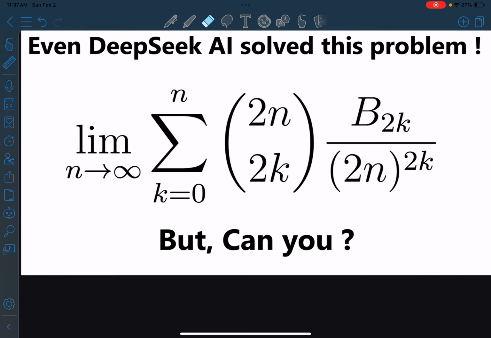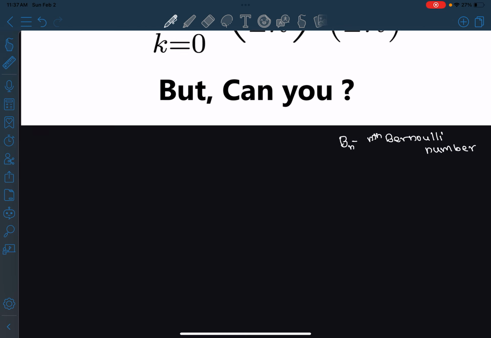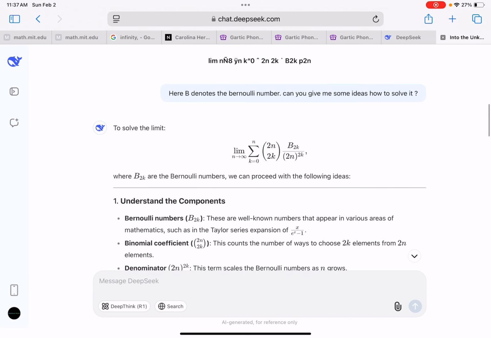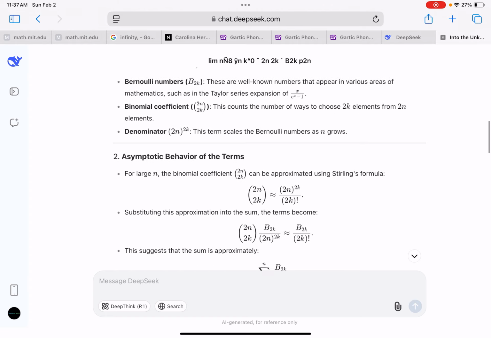Right? So there's this new number involved called the Bernoulli number B, whose short intro I'll definitely give. This is the nth Bernoulli number. But before that, let me show you that this has actually been solved by Deepseek AI, so as to make sure that you believe me. I actually gave this problem to Deepseek, and it actually solved this problem.